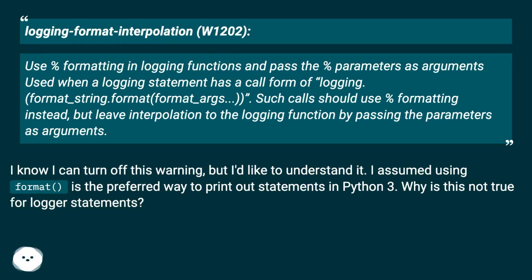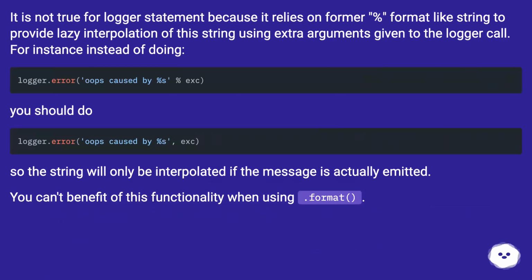I assumed using format is the preferred way to print out statements in Python 3. Why is this not true for logger statements? It is not true for logger statements because it relies on a format-like string to provide lazy interpolation of this string using extra arguments given to the logger call.